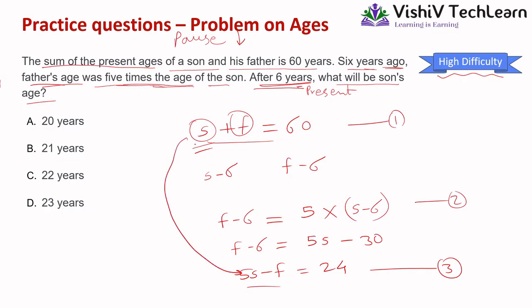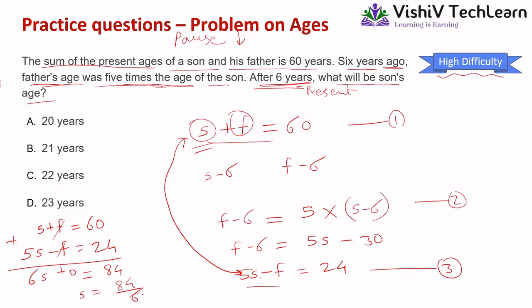If we add these two equations, we can cancel f, as you can see here. Let's write it down separately over here. s plus f is 60. This is one equation, and we have the second equation as 5s minus f equals 24. Adding these equations, what will we get? s plus 5s is 6s, f will get cancelled, so plus 0 equals, this addition would be 84, and s would be 84 upon 6.